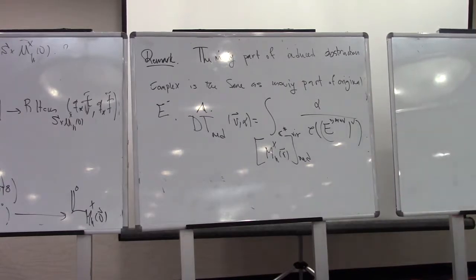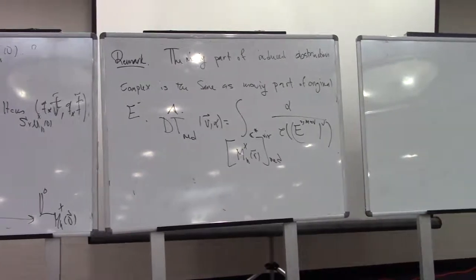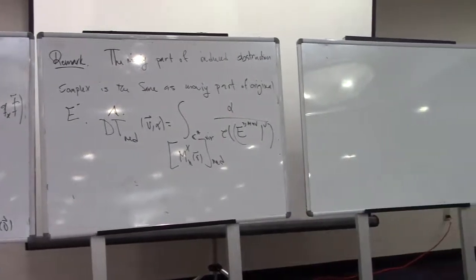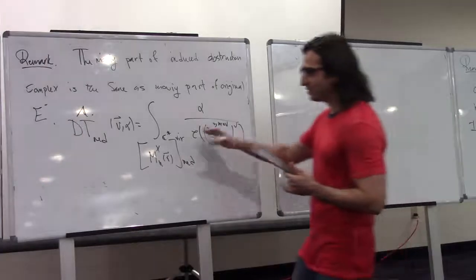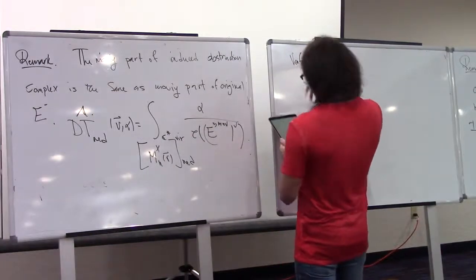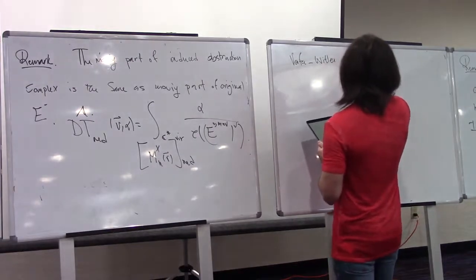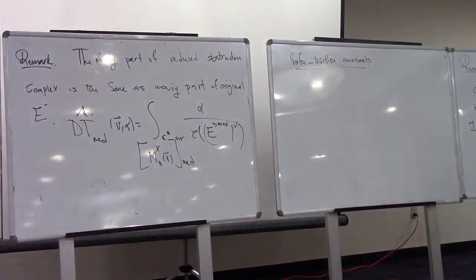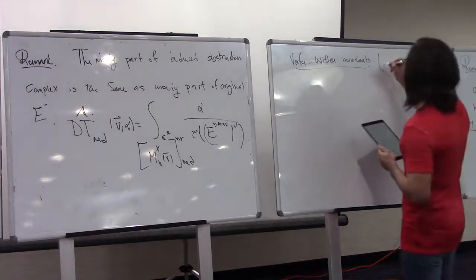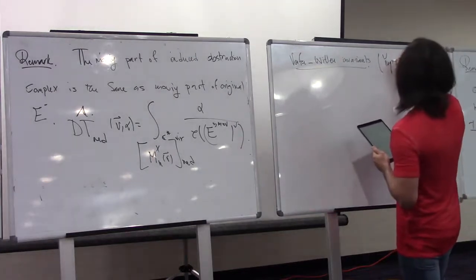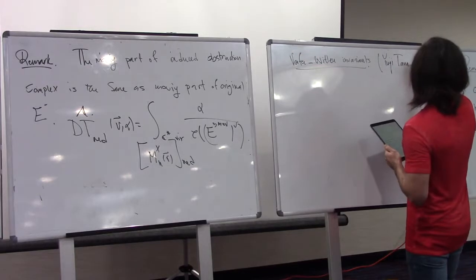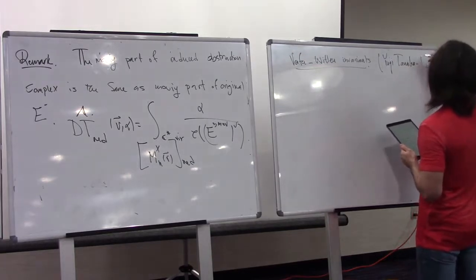Okay, but somehow these reduced invariants actually have been seen in other places. So let me tell you about Vafa-Witten invariants. These are inventions of Yuji Tanaka and Richard Thomas.